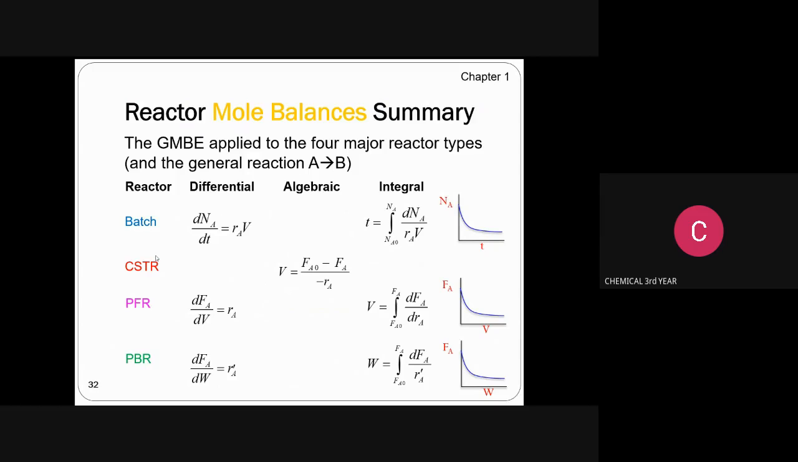And the last one is the PFR: dFA divided by dV equals rA. The last one is the integral form. For the batch reactor, t equals the integral of NA0 to NA of dNA divided by rA V. For the PFR, V equals the integral of FA0 to FA of dFA divided by rA. And for the packed bed reactor, this is for the catalyst weight, W equals the integral from CA0 to CA of FA0 dX divided by minus rA.